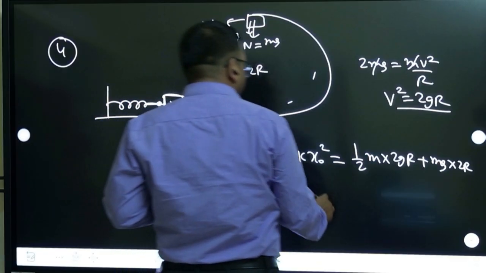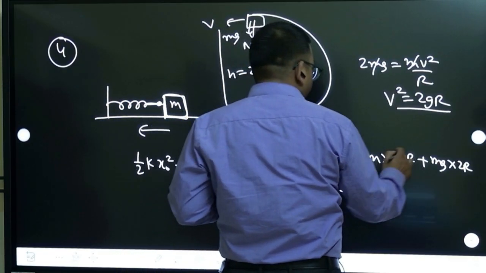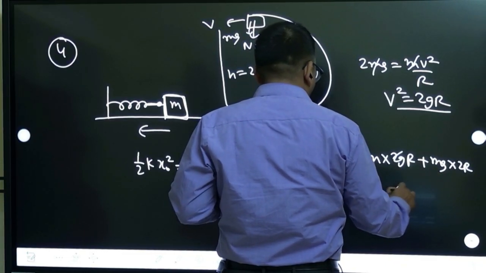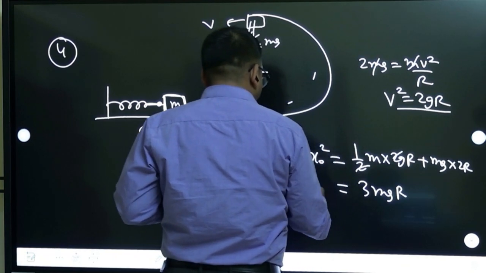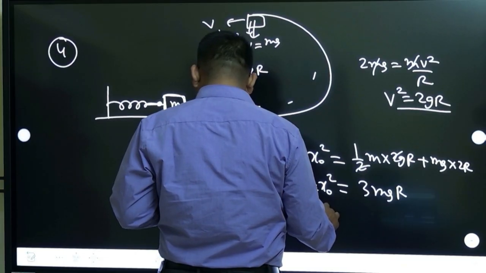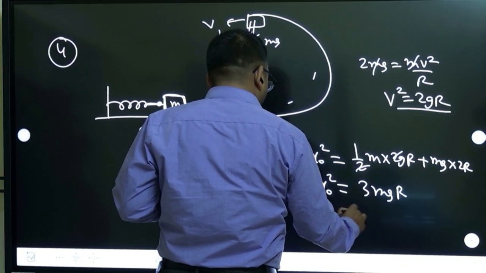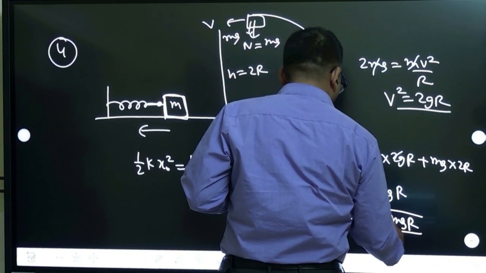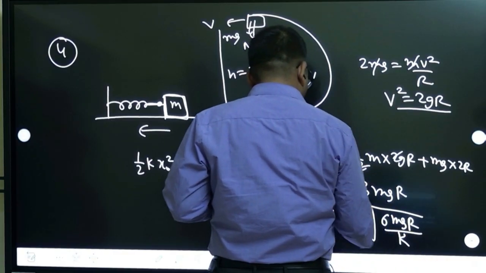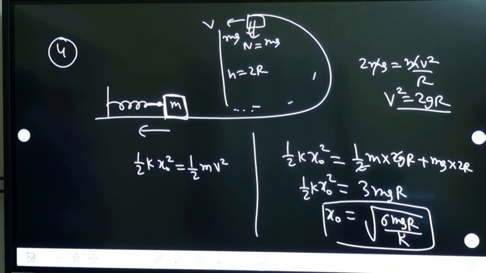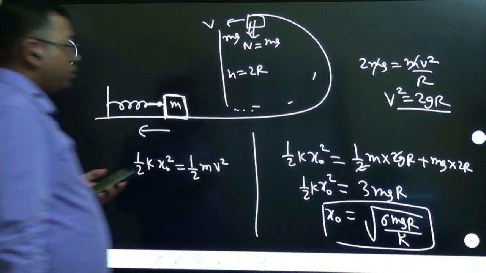Now I think we can solve from here. So that becomes mgr plus 2 mgr, so 3 mgr it becomes, right? So that is half k x naught square. Now from here we can solve for x naught square. X naught will become root under 6 mgr by k. That should be the answer, right? Then let us move to the next question.